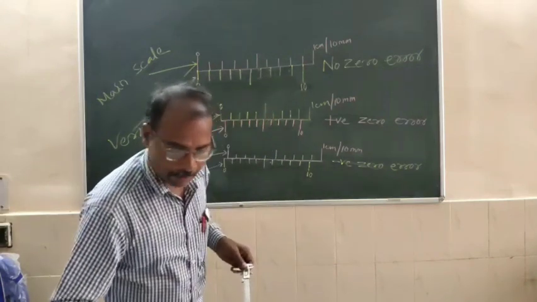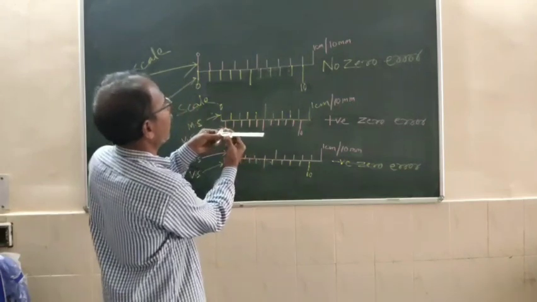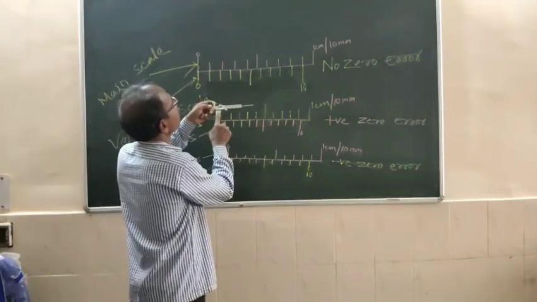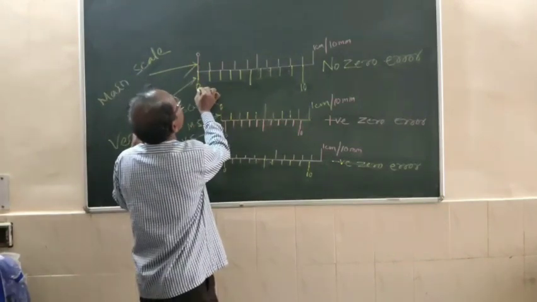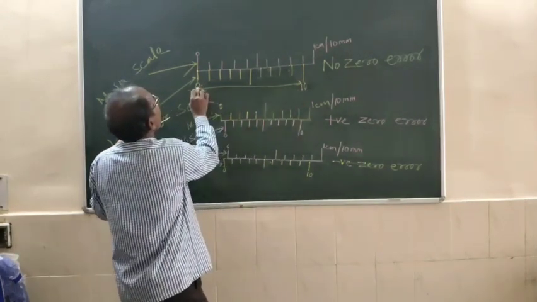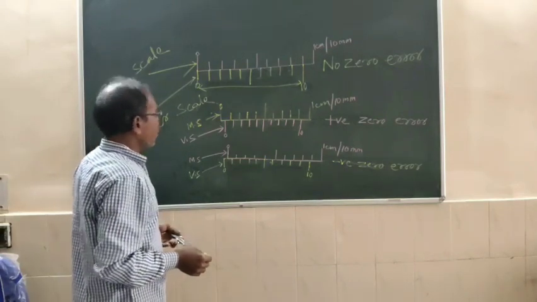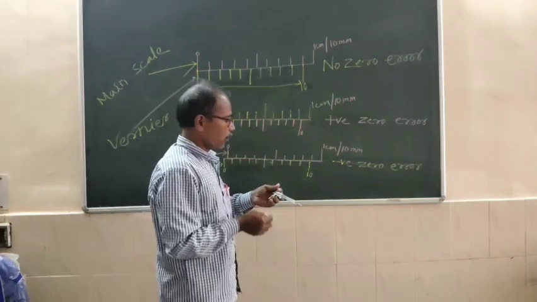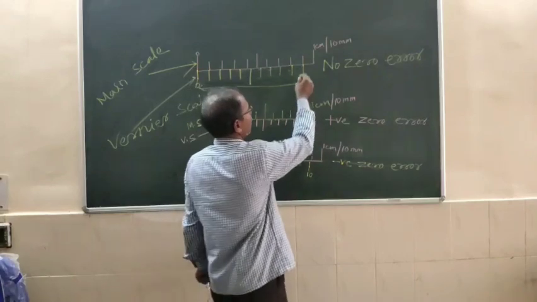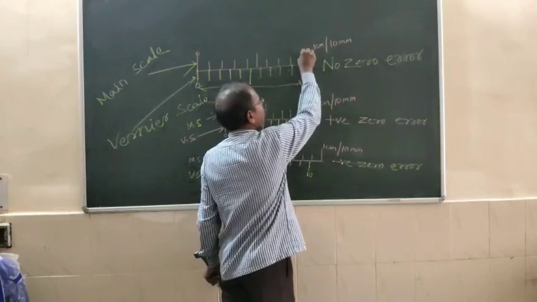Here, slide caliper, vernier scale has 10 divisions. This one is the division of vernier scale. These 10 divisions of the vernier scale coincide with 9 divisions of the main scale. 9 divisions of the main scale.